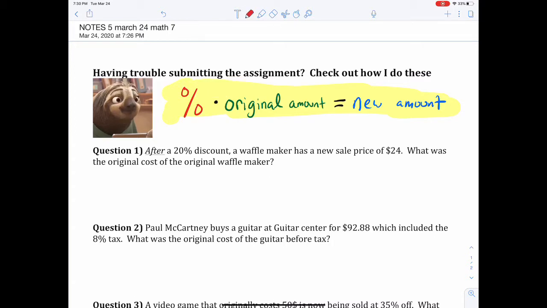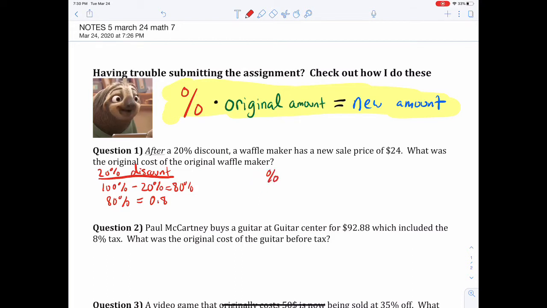So let's find the percent here. It says there's a 20% discount. From last week, we found the new way of doing this, which is going to help us. So a 20% discount means 100% minus 20%, which is 80%. 80% as a decimal is 0.8. That's what we're going to pay. That's what the waffle maker represents. The $24 is 80% of the original. So we got our percent, so we might as well put that in for our equation.